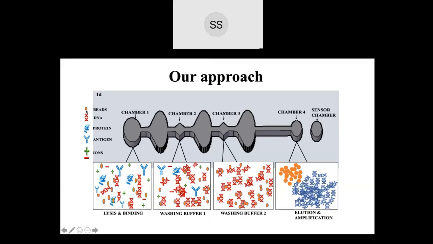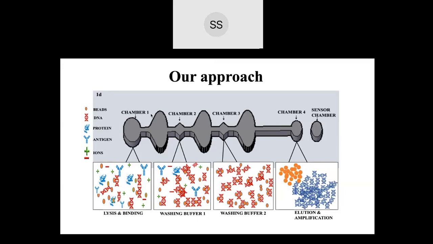Here, the developed microfluidic chip, which is made of PMMA, contains 4 different chambers which have their specific functions. Chamber 1 is used for the lysing and the binding. This is based on a magnetic bead isolation method. In the first chamber, we introduce the saliva sample or the blood plasma sample, and the magnetic beads are present in the chamber.